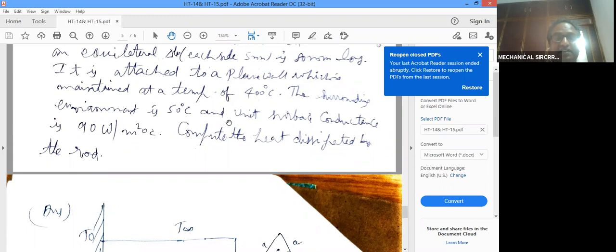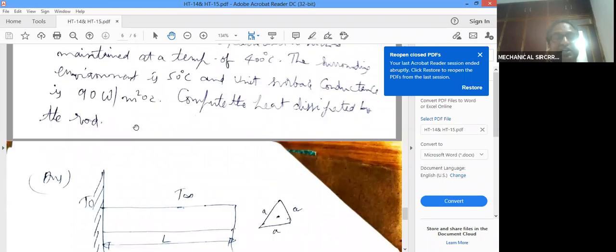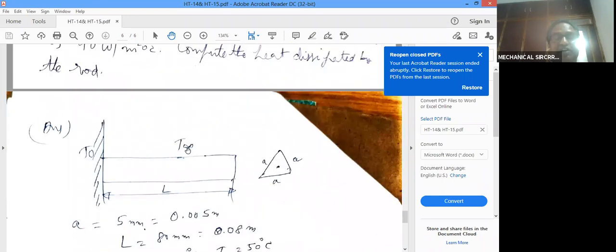So all of you remember, all of you listen very carefully. Unit surface conductance is the convective heat transfer coefficient. So another name for the convective heat transfer coefficient, you can also call it unit surface conductance. So h value here is given as 90 watts per meter square Kelvin. Compute the heat dissipated by the rod. So here the heat dissipated by the rod, that is Q, you have to calculate.